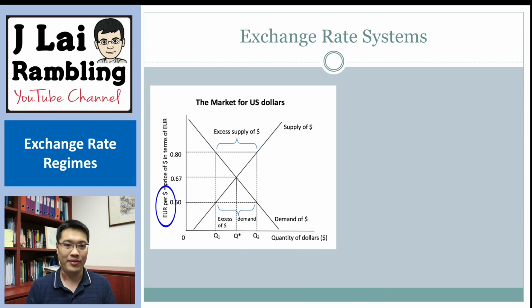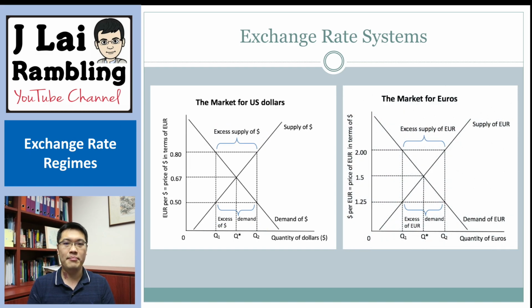At the equilibrium, which is the intersection of the supply and demand curves, you have 0.67 euros per dollar, and this is the equilibrium exchange rate. At 0.5 euros per dollar, you have excess demand of Q2 minus Q1. And at 0.8 euros per dollar, there is an excess supply of dollars of Q2 minus Q1.